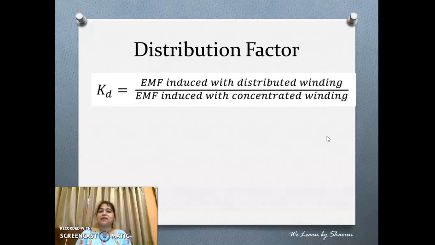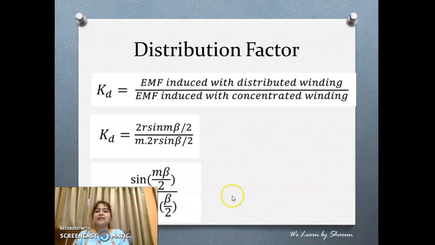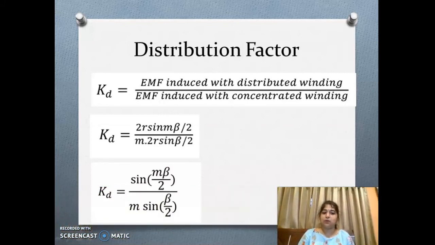KD, that is the distribution factor, is given by the EMF induced with distributed winding to the EMF induced in the concentrated winding. With distributed winding, we just got it as twice R sine m beta by 2. And for EMF induced in concentrated winding, ES was twice R sine beta by 2, so M times ES is M times twice R sine beta by 2. Twice R will get cancelled here, and ultimately we will get KD is equal to sine m beta by 2 upon m sine beta by 2. A very, very important expression you need to remember. If you have distributed winding, you need to use this equation to get the value of KD.